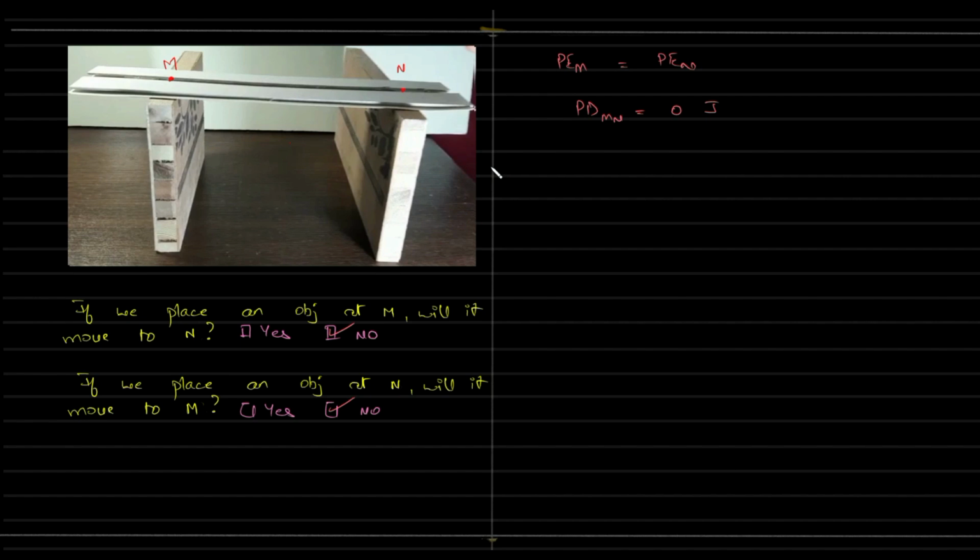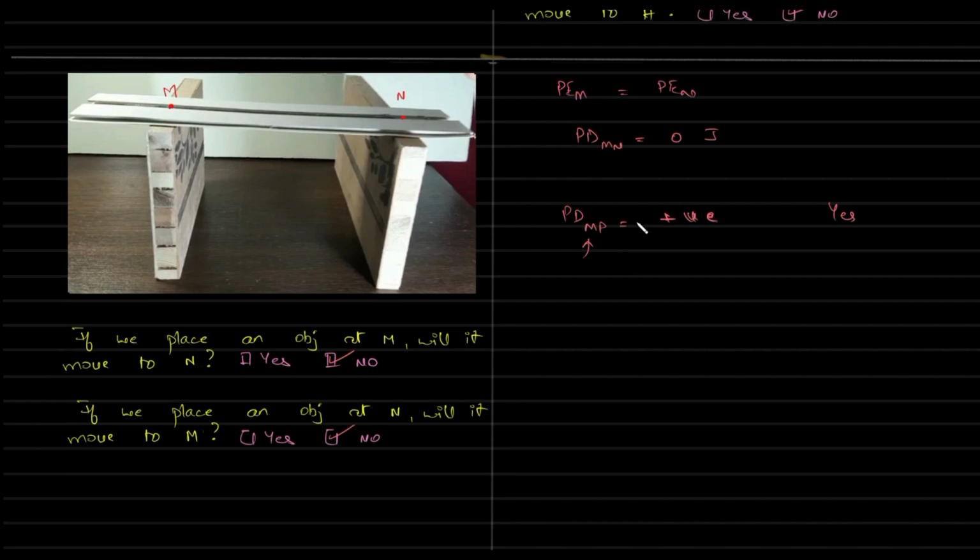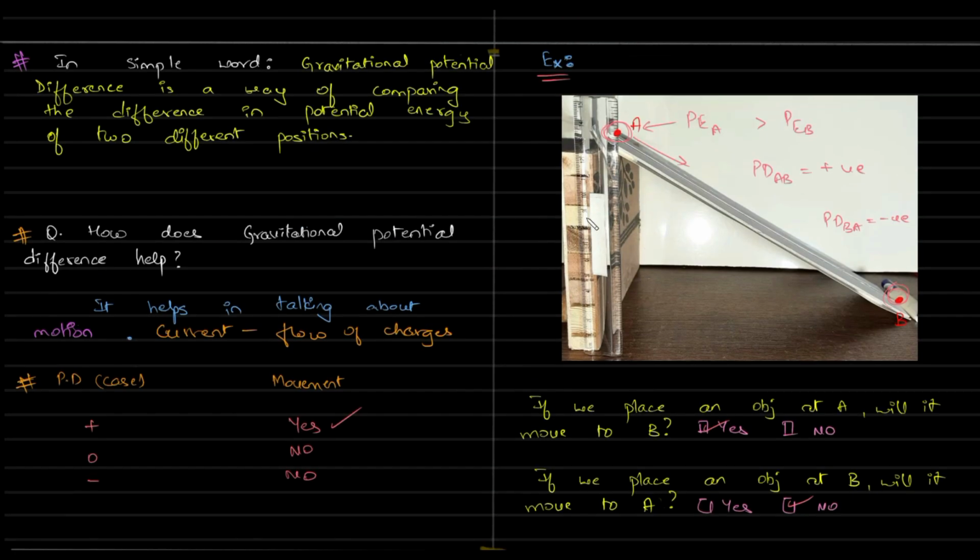So potential difference helps us talk with values. I need not show you any diagram, nothing. I can just tell you a value. Example, the potential difference between M and P is positive. Will the object move? Yes, right? Because point M is at a higher altitude than point P. Something like that. So here point M will be there and somewhere down the line will be point P.